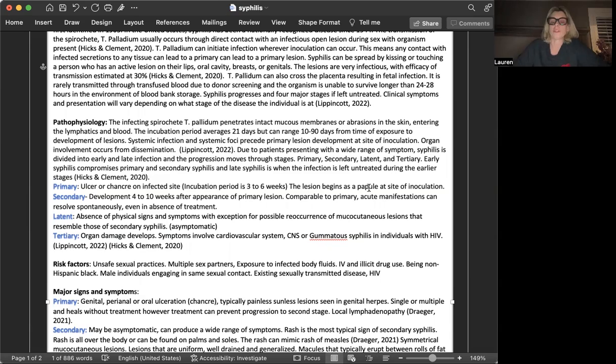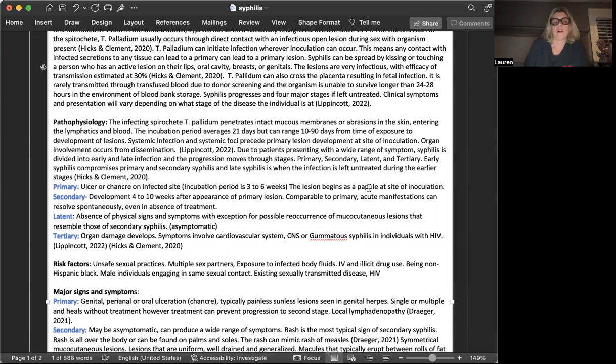Due to patients presenting with a wide range of symptoms, syphilis is divided into early and late infection, and the progression moves through these stages, which are primary, secondary, latent, and tertiary. Early syphilis comprises primary and secondary syphilis, and late syphilis is when the infection is left untreated during the earlier stages. I will discuss the stages.